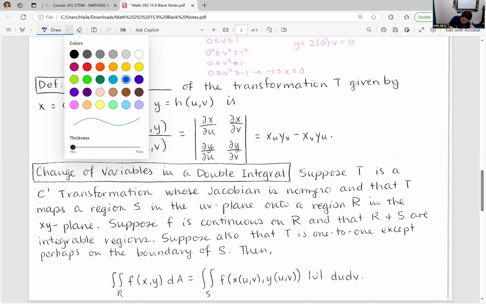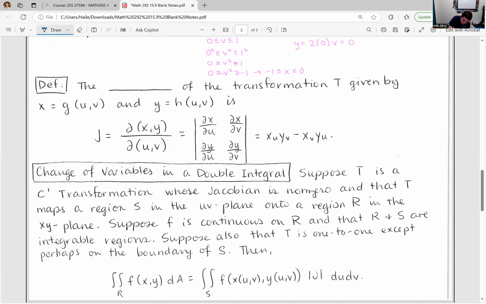So the Jacobian of the transformation T given by x is equal to some function g of the variables u and v, y is equal to another function h of the variables u and v. So the Jacobian is the matrix, I said that wrong. The determinant of the 2x2 matrix of partial derivatives.